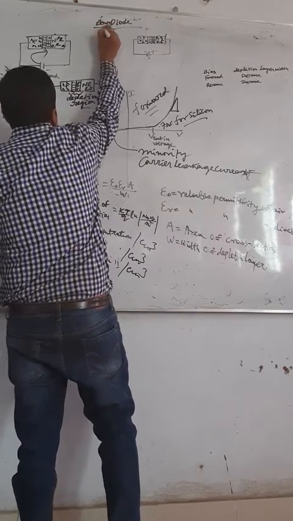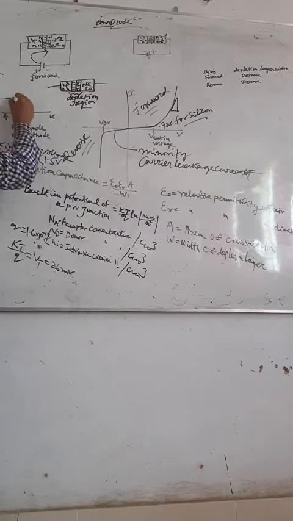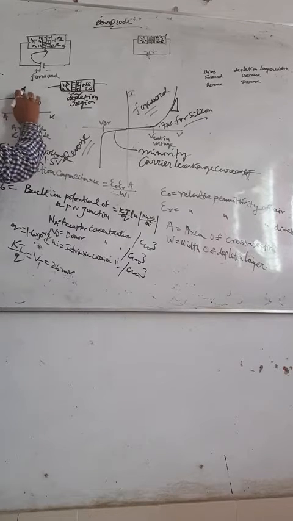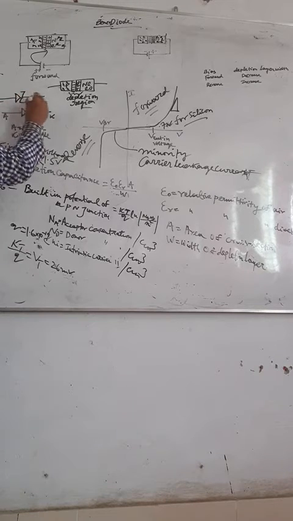Zener Diode class. Now in this class we will learn the basic physics behind the Zener Diode. The Zener Diode has a symbol like this. This is the anode, this is the cathode. This is always minus, this is plus.